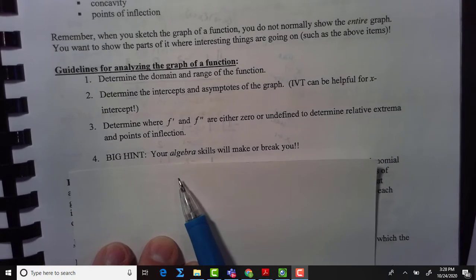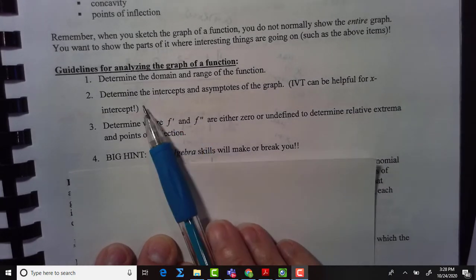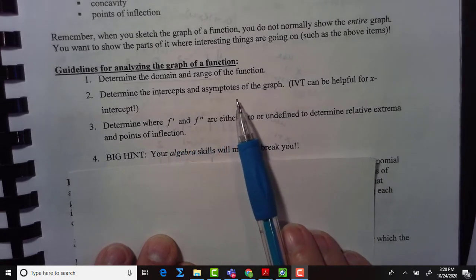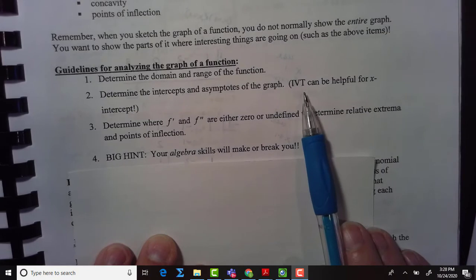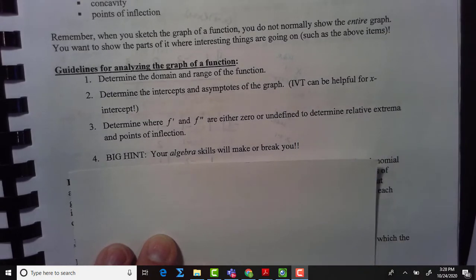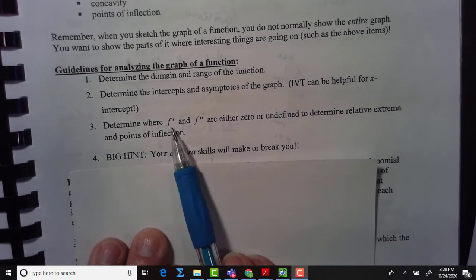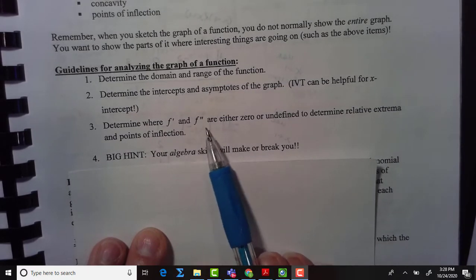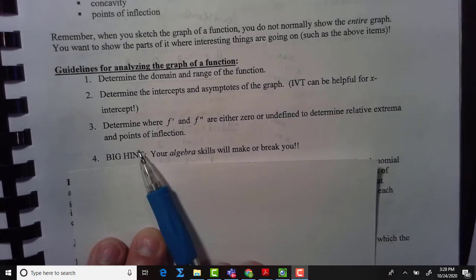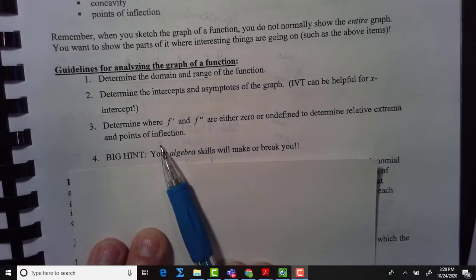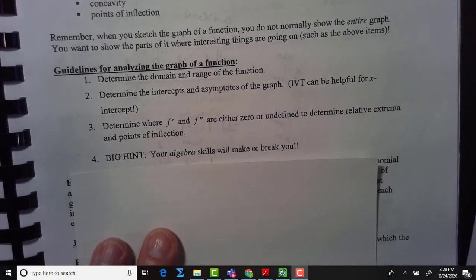Guidelines for analyzing the graph of a function. 1. Determine the domain and range of the function. 2. Determine the intercepts and asymptotes of the graph. Intermediate value theorem can be helpful for this, especially for x-intercept when you want to approximate where one may occur. 3. Determine where f prime and f double prime, first and second derivatives, are 0 or undefined to determine relative extrema and possible points of inflection. And 4, your algebra skills will make or break you.